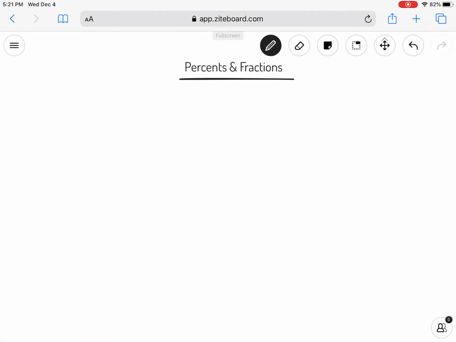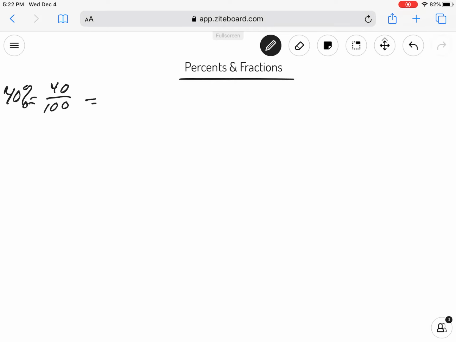Okay, so let's talk a little bit about percents and fractions. A percent simply is a fraction whose denominator is 100. So this is 40%. It's the same thing as 40 over 100.